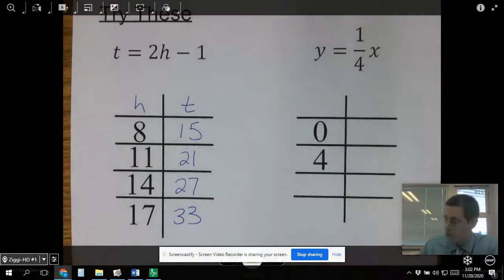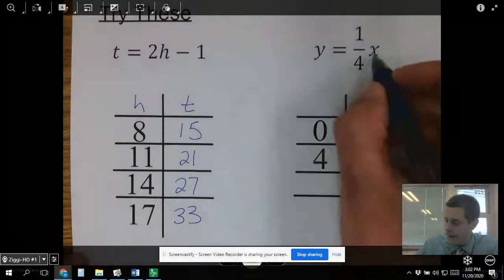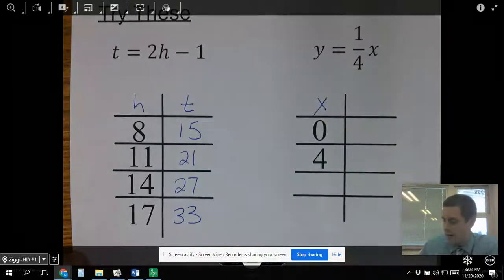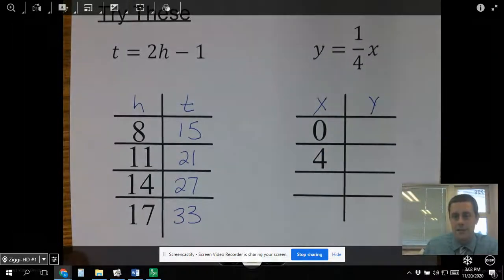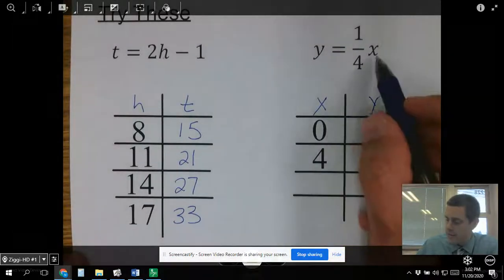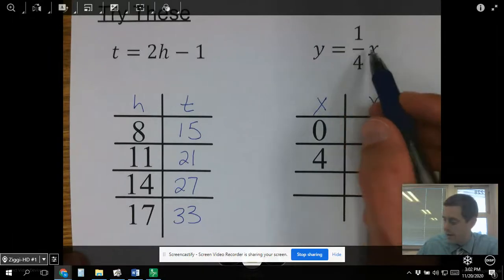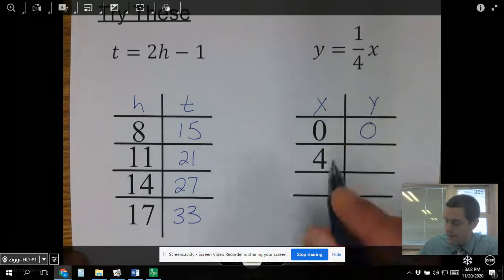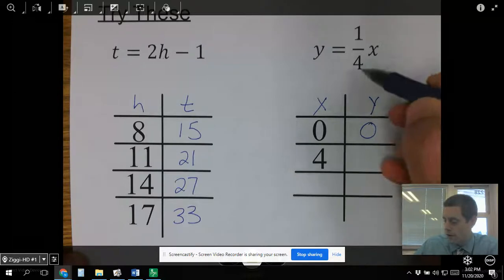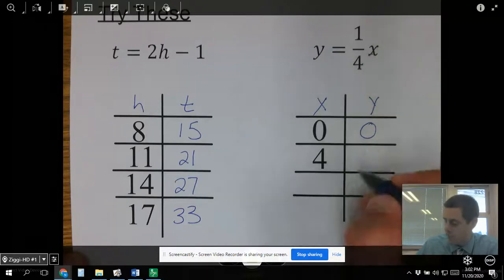Next, we had y equals 1/4 x. X is the input. It's the independent variable. Y is the output. It is the dependent variable. Plugging a 0 into x, 1/4 times 0 is 0. Substituting a 4 into x, 1/4 times 4 is 1.